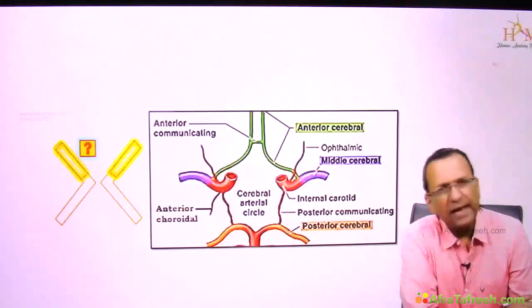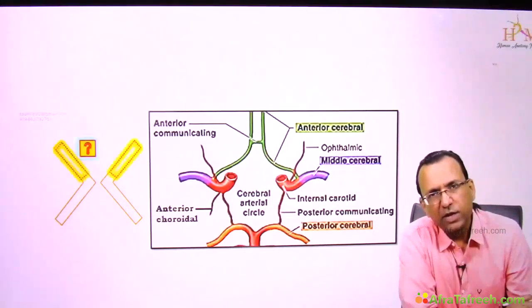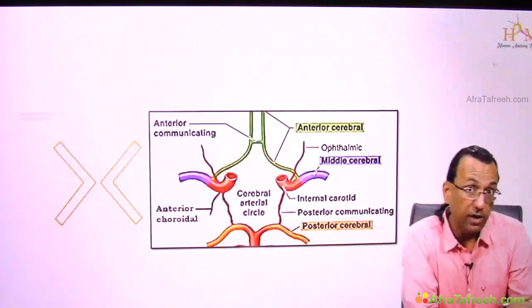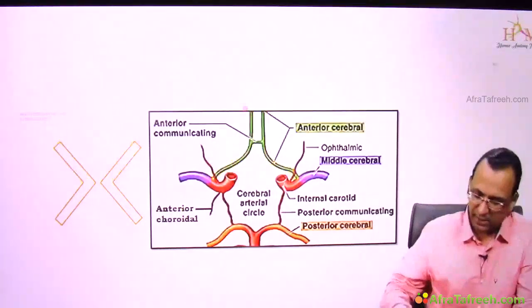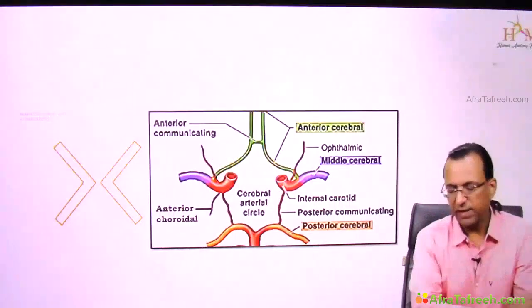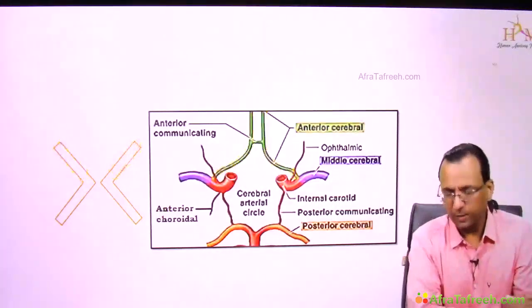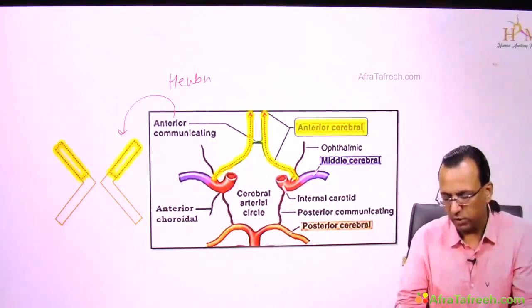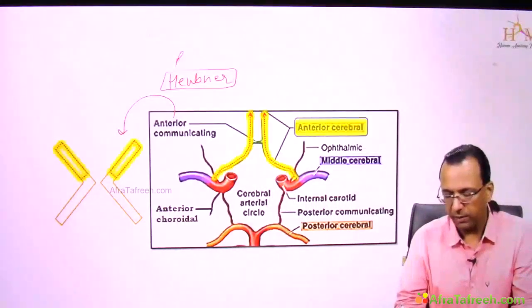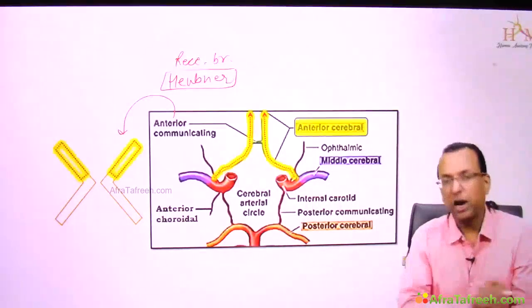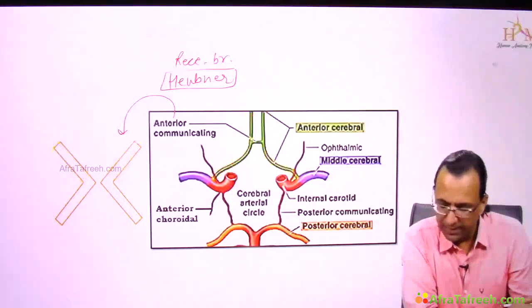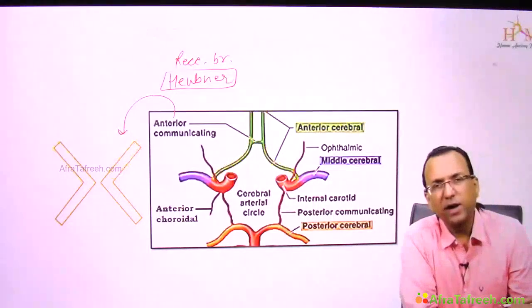Then who is supplying the anterior limb of the internal capsule? The anterior limb is supplied by the anterior cerebral artery. Which branch? It gives a branch called the recurrent artery of Heubner. So the recurrent branch of Heubner, given by the anterior cerebral artery, supplies the anterior limb of the internal capsule.